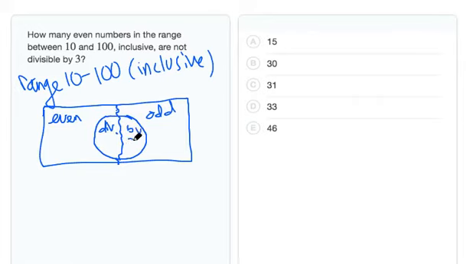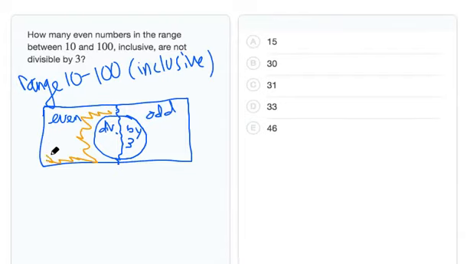by 3. Now some of these numbers that are divisible by 3 are going to be odd, and some are going to be even. Think of just the number 3 and the number 6, right? Both are multiples of 3 and divisible by 3, but the first one, 3, is odd and 6 is even. So when we're talking about how many even numbers in the range between 10 and 100 inclusive are not divisible by 3, it would be this portion. Well, let's choose another color. That portion of our graph over here.